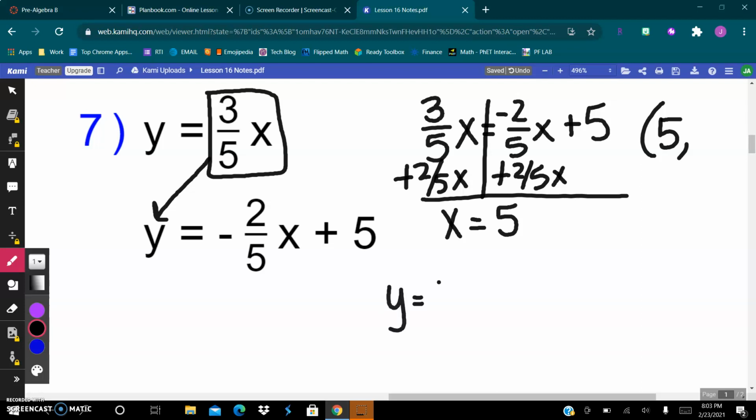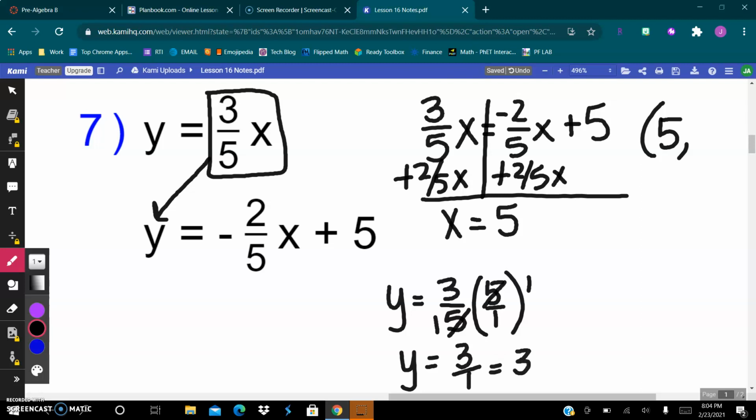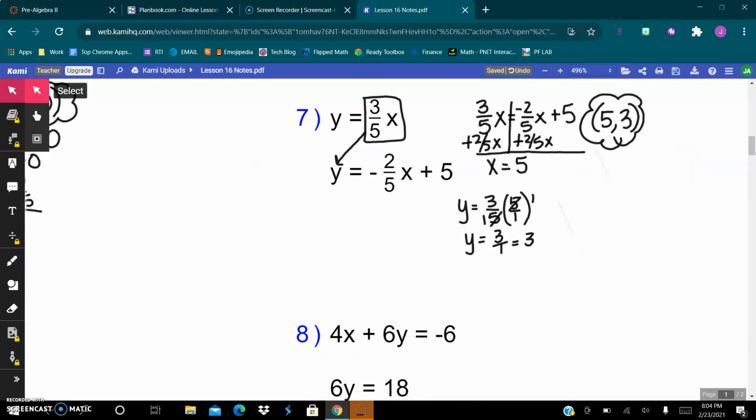So we have y equals 3/5 times x, and x is 5. 5 as a fraction is 5/1. And I have to multiply those. So I'm going to reduce. I have 5's on an angle, so divide both of those by 5. They would be 1's. So 3 times 1 at the top is 3, and 1 times 1 at the bottom is 1, and 3/1 is the same thing as 3. So my y value is 3. So these two lines cross at the point 5, 3.